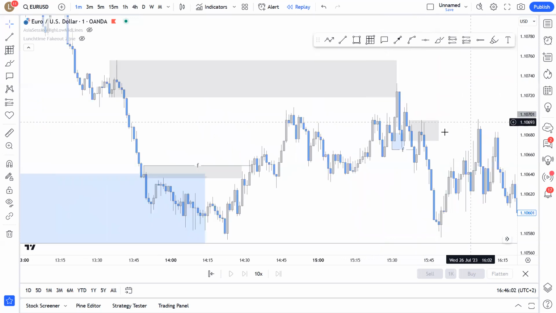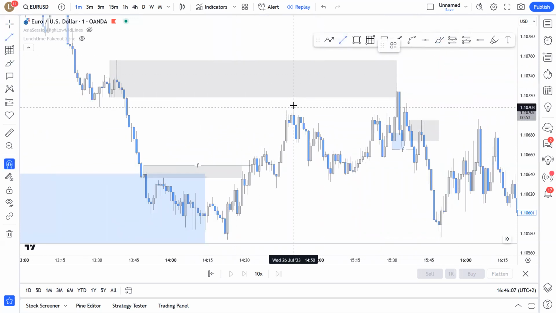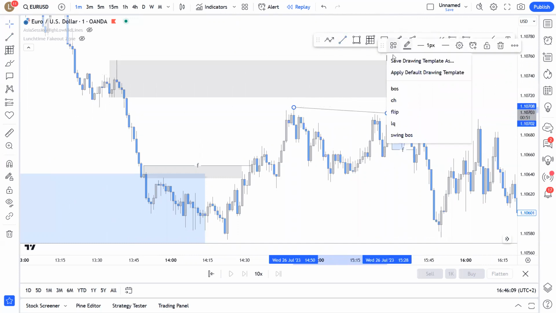Let me just finally count the criteria for this trade because there were plenty of them. So let me just mark it first here.